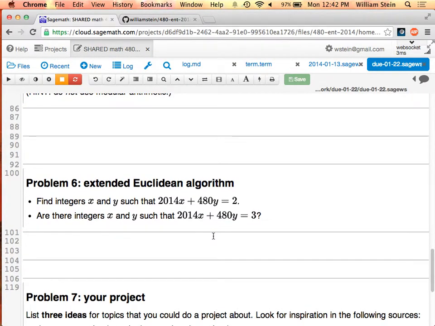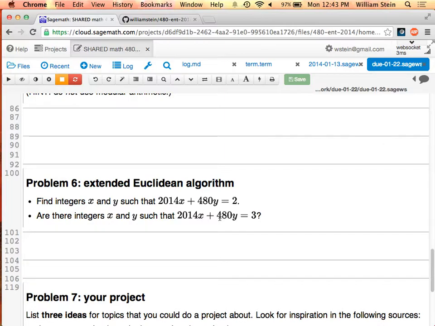Here's one. Find integers x and y so that 2014x plus 480y equals 2. The way I've written this problem, you could just make some really stupid brute force approach to solve this, but you probably don't want to, since there is a good approach to this that involves the Euclidean algorithm. And there's a systematic way of solving this. It's better to understand how that works.